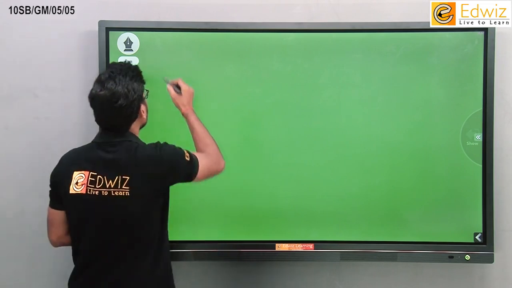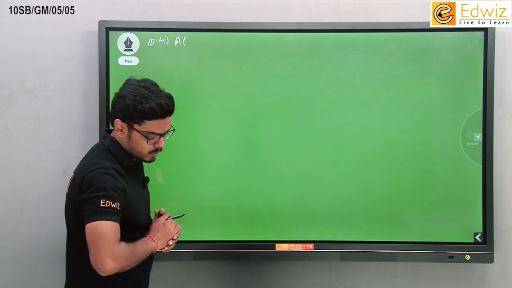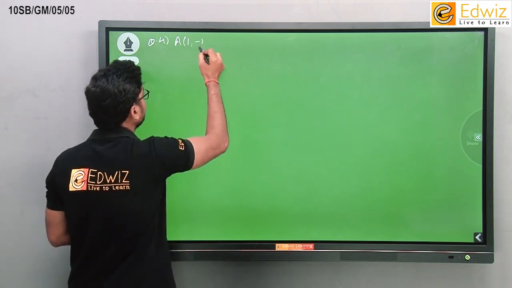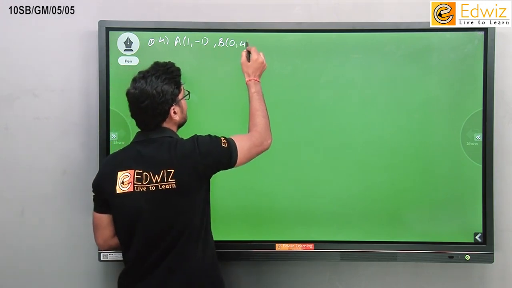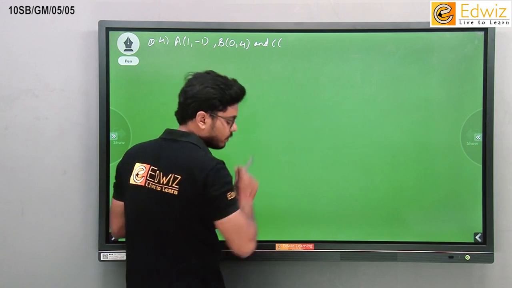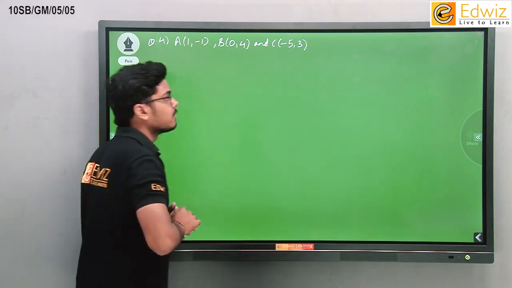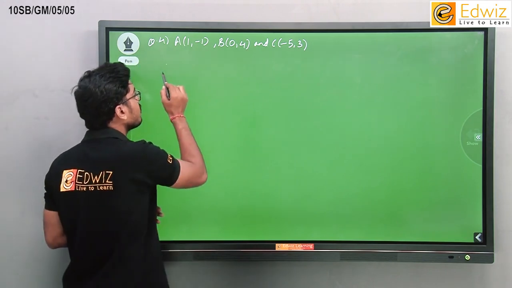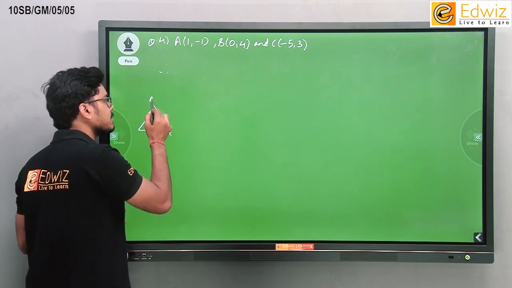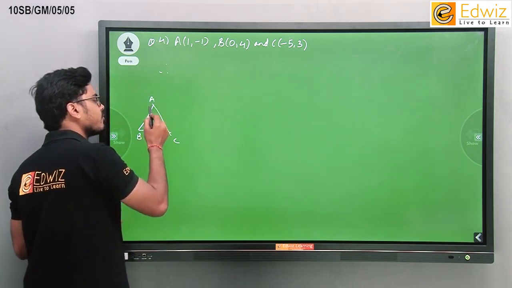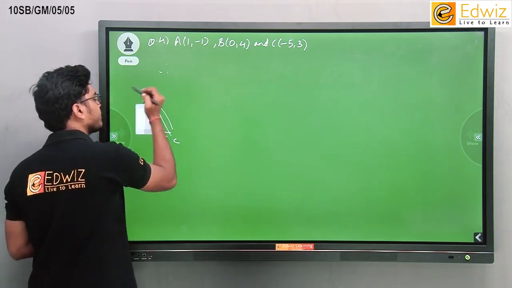Okay. Question number 4. Point A is given to you: 1, -1. Point B is given to you: 0, 4, and point C is given to you: -5, 3. Okay. So first let us find out the slope of side AB. If you look at the triangle, it will look like this. This is point A, B and C. So we have to find the slopes of all three sides, correct? So let us first find the slope of AB.